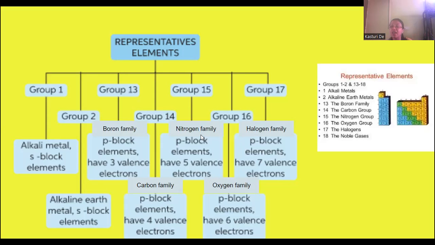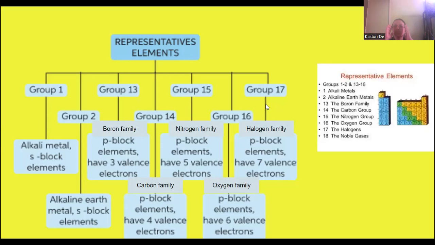Group number 16 is the oxygen family, and they are also p-block elements. They have 6 valence electrons, and they tend to accept 2 more electrons to form the octet. Group number 17 is the halogen family. They have 7 valence electrons, and they tend to accept only 1 electron to form the octet.